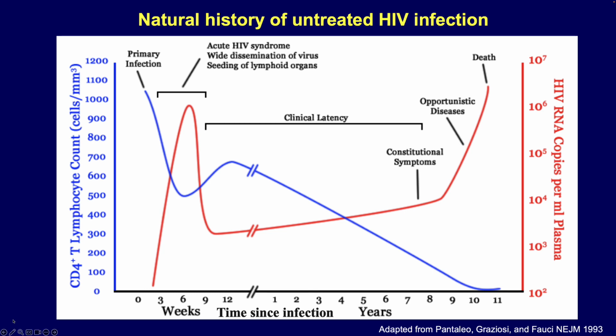The body's immune system tries to combat the virus and begins to get it under control, but eventually, after about a year, the virus slowly begins to take hold and ultimately defeats the immune system. After about 8 to 10 years after infection, the CD4 cell count becomes so low that the risk of opportunistic infections increases rapidly.